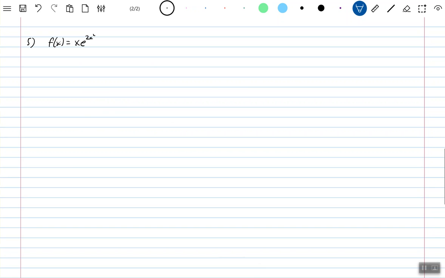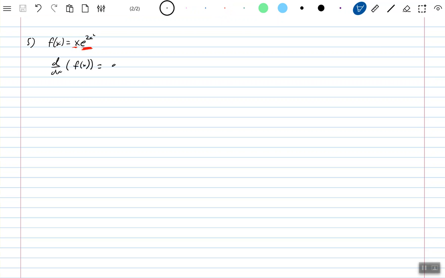All right, let's look at this example. We have the function f of x is equal to x times e raised to the 2x squared. And we want to find the derivative with respect to x of f of x. Now, this one has a few moving parts. We have this function x right here, and we also have this function e to the 2x squared. So we have one function of x times another function of x, so we have to use the product rule, right? If we want to take the derivative of f of x, we have to use the product rule.